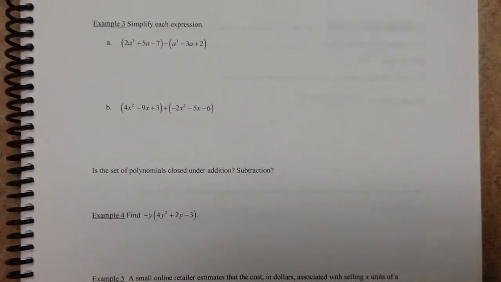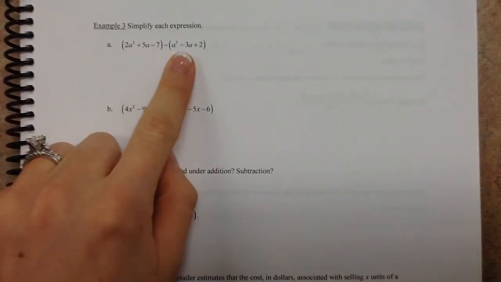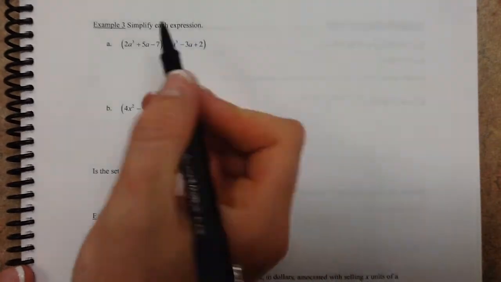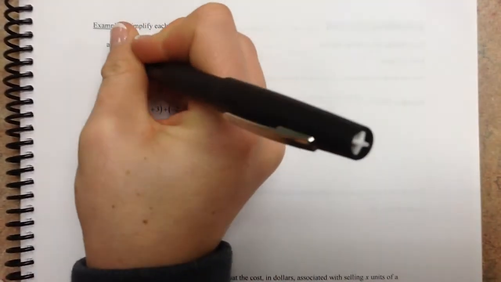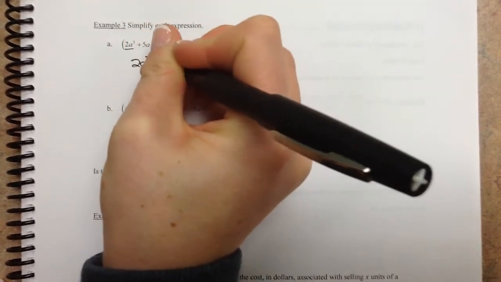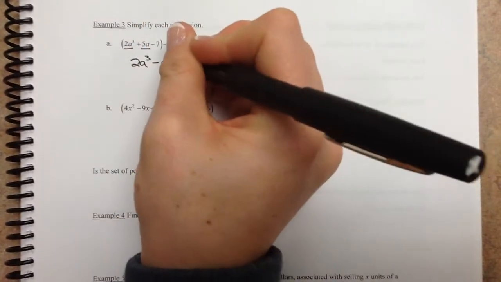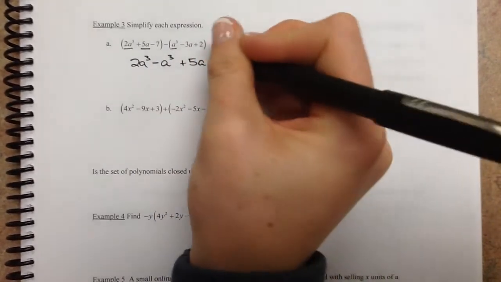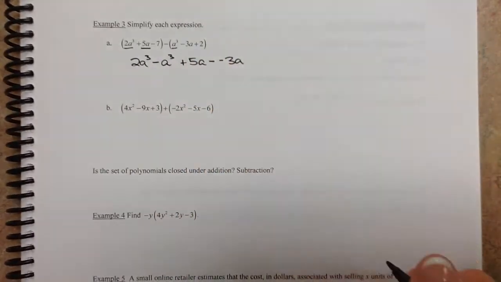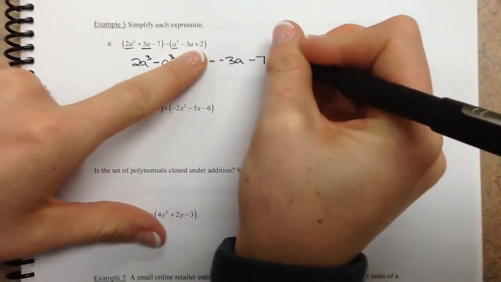So this one I'm going to show you guys 2 different methods. One method, we can kind of just leave it all horizontal like this, and we just combine up like terms. So we've got 2a cubed minus a cubed. All I'm going to do is just rewrite and kind of group them differently, and then we can simplify. 5a, positive 5a, minus, don't forget that minus in the middle, it works for all of them, and then negative 3a. And finally, a negative 7 on the left minus positive 2.